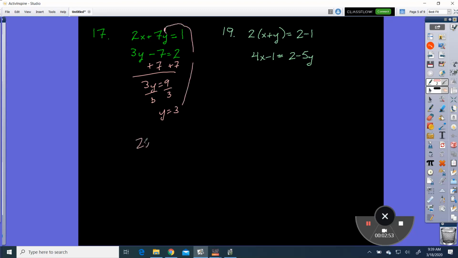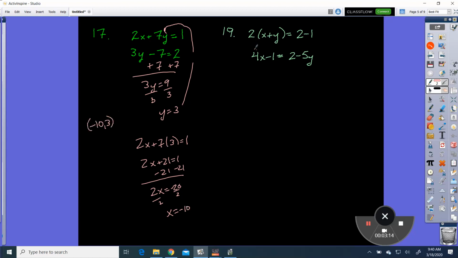So you have 2x plus 7y equals 1. So 2x plus 21 equals 1, minus 21. So 2x equals negative 20, divided by 2, and x equals negative 10. So that's my solution to this problem. X equals negative 10, y equals 3.